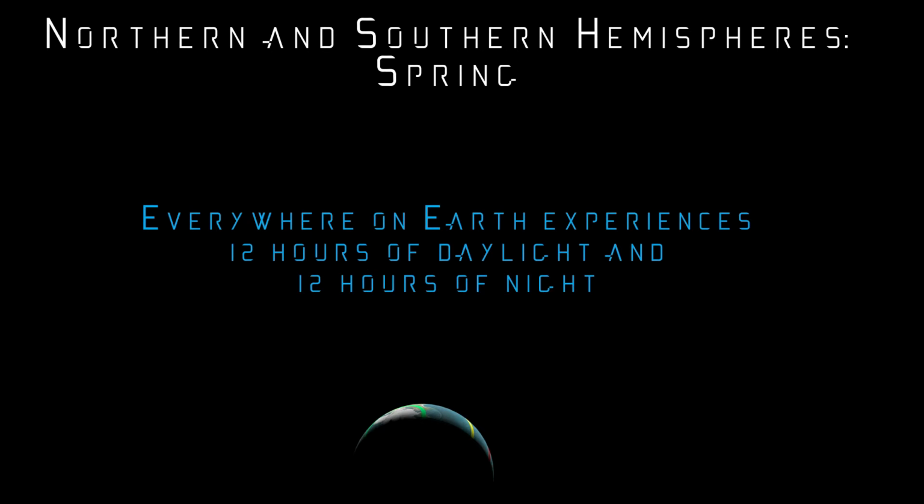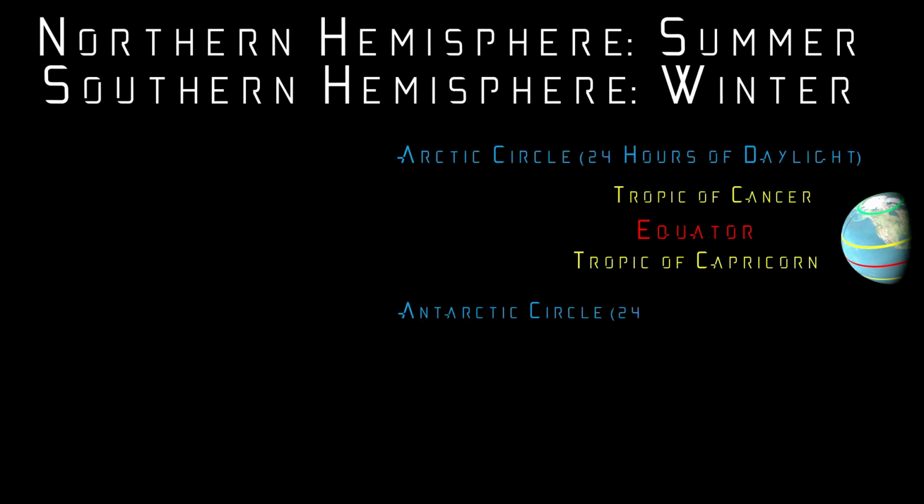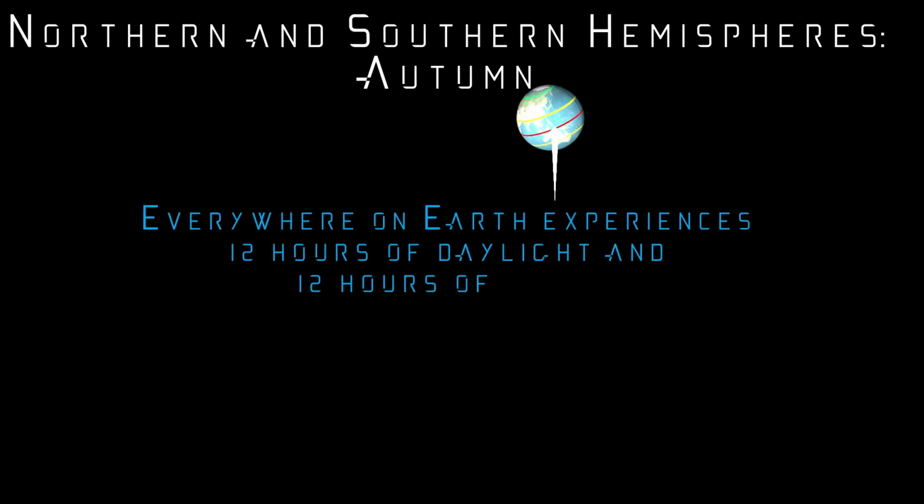Throughout the year, the sun's rays are perpendicular to different locations on the Earth, such as here in the summer, it's 23.5 degrees north. And as the Earth goes into autumn, the sun's rays are perpendicular to the equator.